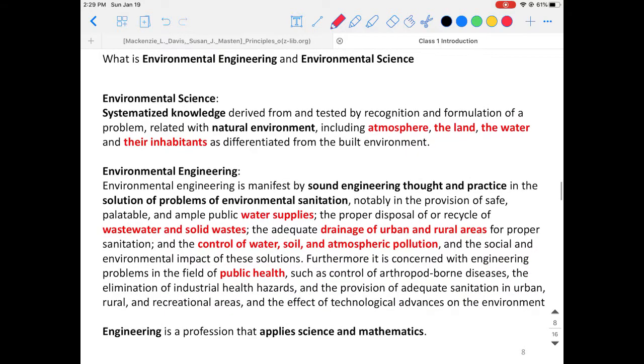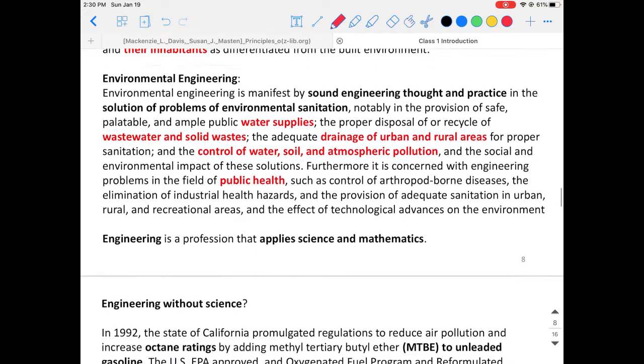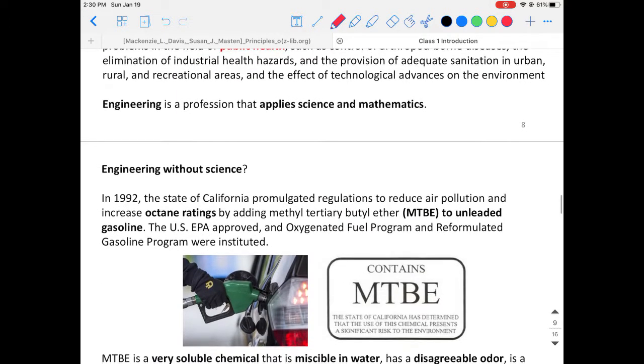In short, engineering is a profession that applies science and mathematics. It applies all the engineering and science subjects. So then we may wonder, what happens if we do engineering without science? I mean, no one likes doing chemistry or physics. What about doing engineering without the science background? Here I have an example, and that's specific to environmental engineering.